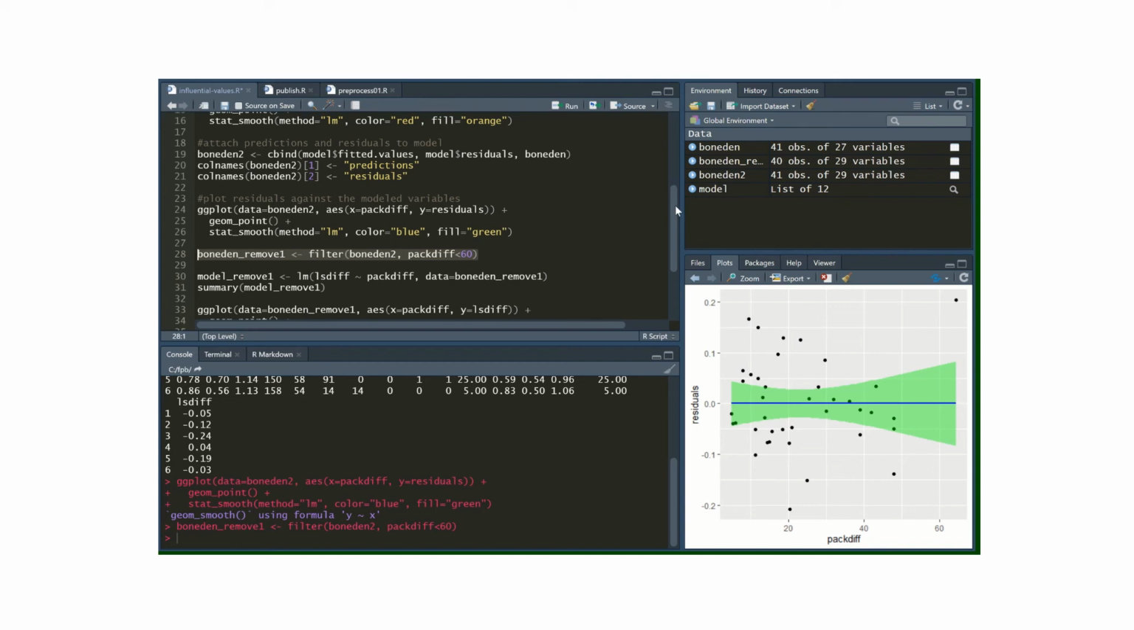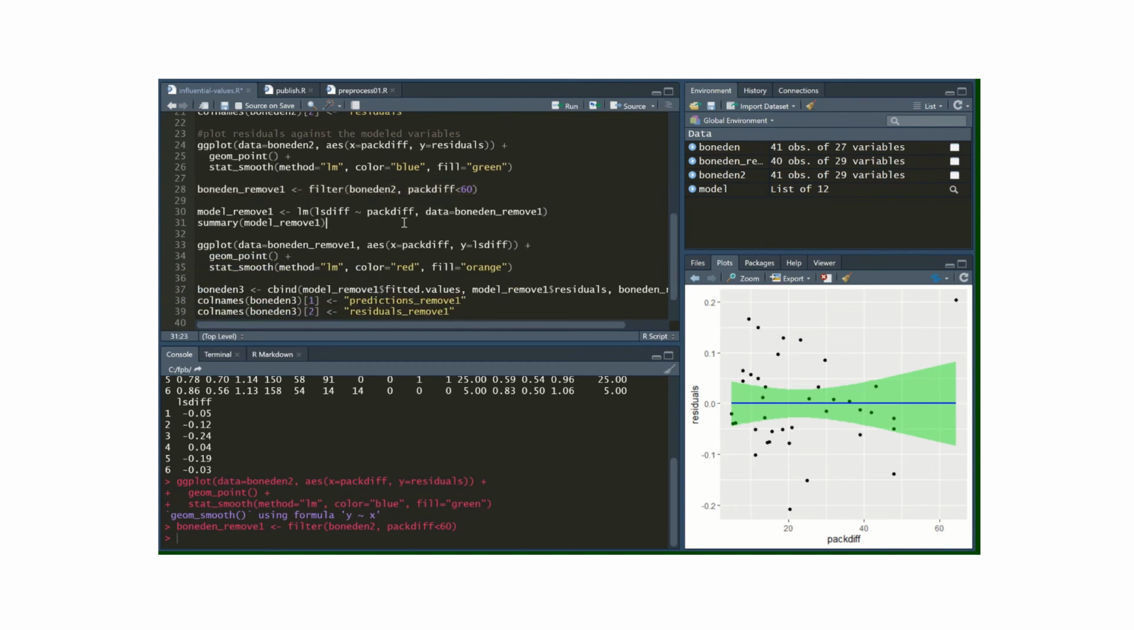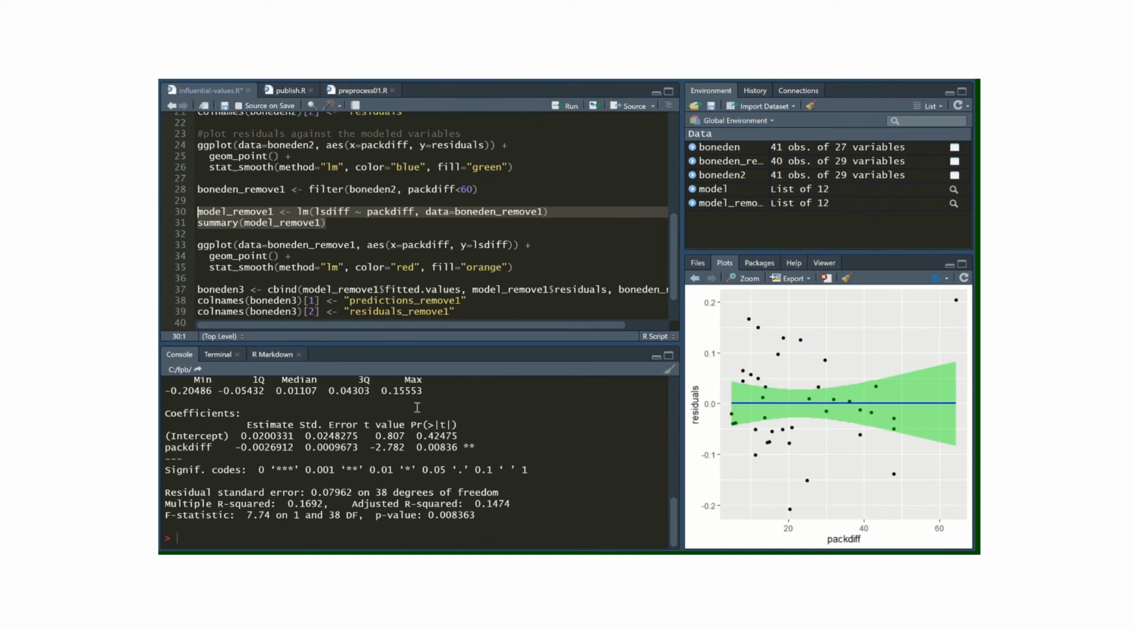And I'm just going to repeat the same exercise that we did before. I'm going to build a model, look at the summary. Now, instead of a p-value of 0.14, we have a p-value of 0.008. So now our relationship is significant. So it does turn out that this one stray point, this unusual outlier point, was by itself preventing our model from being significant. So this is what you would call an influential value. And in general, we don't want these. Sometimes they can't be avoided, but in general, we don't want these.